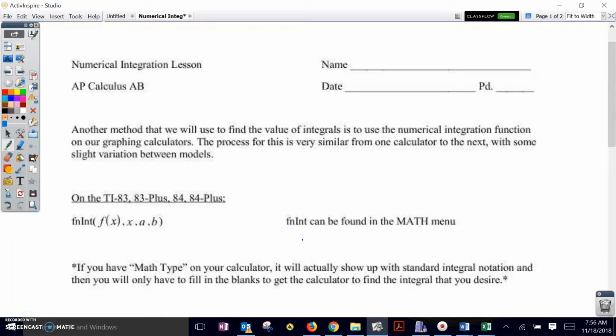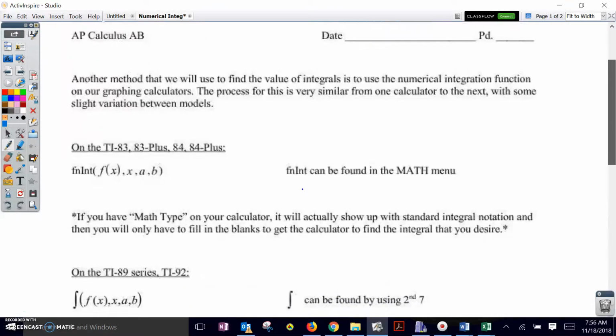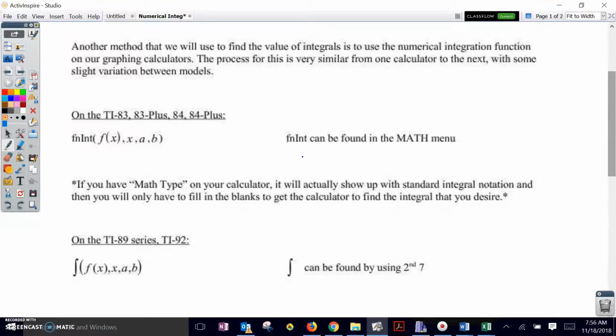Alright, welcome back everybody. In this video we're going to talk about numerical integration and how we can find the values of definite integrals on our graphing calculator. We start here with the syntax and how we're going to do this on TI-83, 83 plus, 84, 84 plus series or the TI-89 and 92 series, and where you can find the command for integration on either of those.